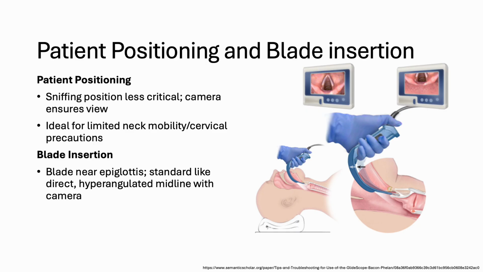The operator inserts the video laryngoscope blade into the patient's mouth, positioning it near the epiglottis. For standard geometry blades, the technique is similar to direct laryngoscopy. For hyperangulated blades, the blade is inserted midline, and the camera is used to navigate around the tongue and other structures.